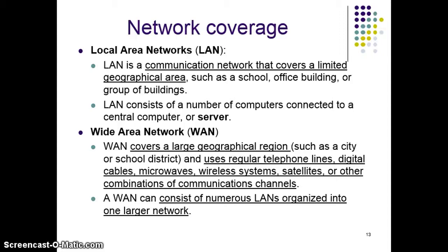So, wide area network. A WAN covers a large geographical region, such as a city or a school district, and uses regular telephone lines, digital cable, microwave, wireless systems, satellites, or other combinations of communication channels. A WAN consists of numerous LANs organized into a larger network. So when I think of WAN, I think of LIN University, LIN campus, and LIN University Abu Dhabi campus. They both have LANs in these two campuses. So they're connected to each other, which makes a wide area network.